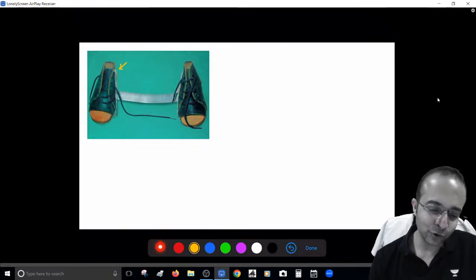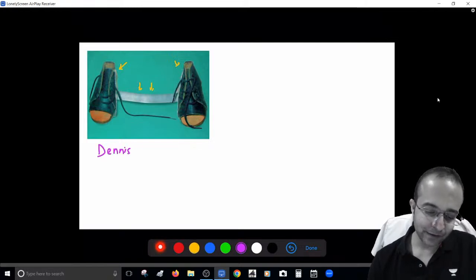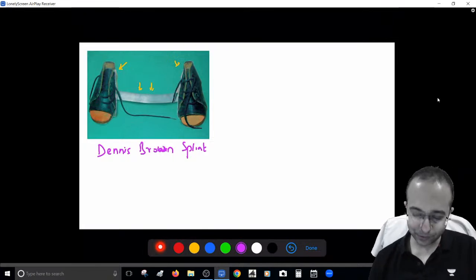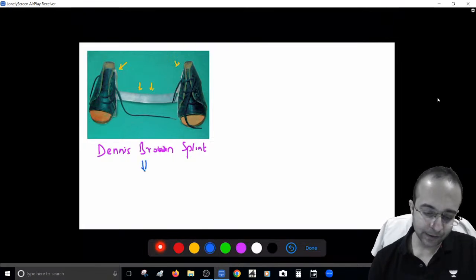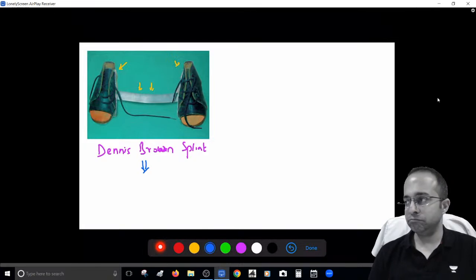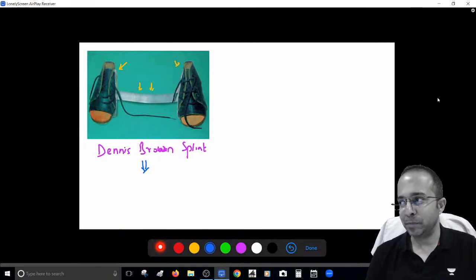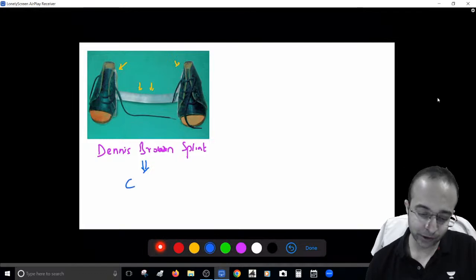So you have these two shoes. They're mounted on an iron rod. So you're absolutely right, that's what you call a Dennis Brown splint. Yes, so that's a Dennis Brown splint. Absolutely right. But guys, in case I've prescribed a Dennis Brown splint, what is the problem I'm dealing with? Yes, Jitin, you're absolutely right. I'm dealing with a case of CTEV.